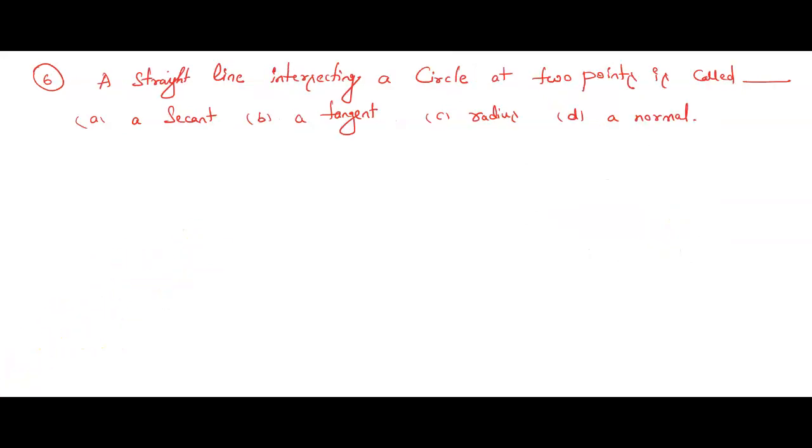See here children, the question is, a straight line intersecting a circle at 2 points is called dash. A secant, a tangent, radius, a normal. Here first we need to understand what exactly this question means. A straight line intersecting a circle. Let me say this is our circle.